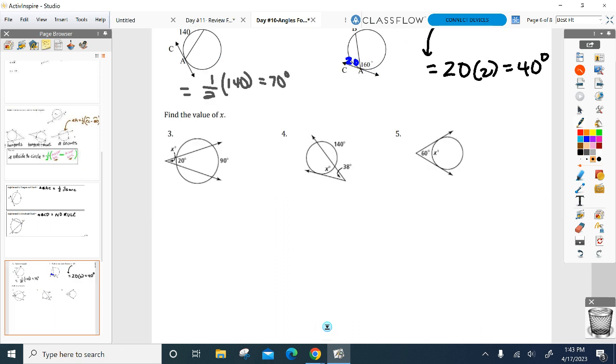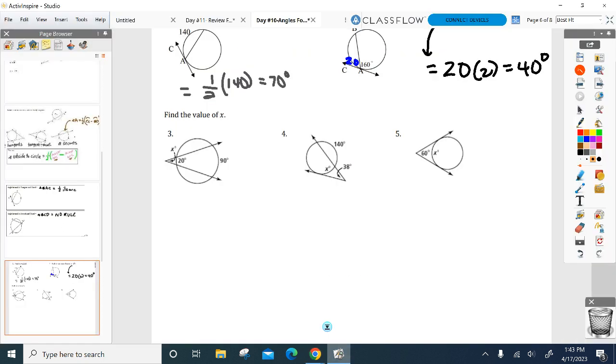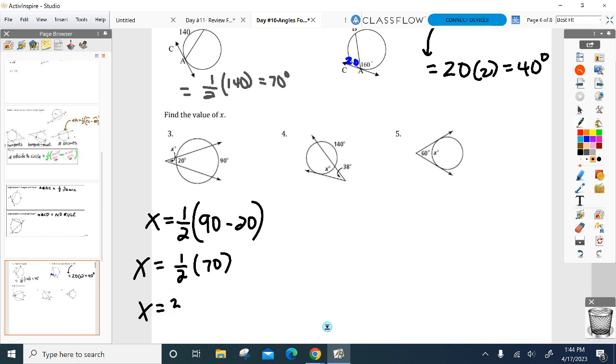All right, next up, number 3. Here we go, Kyle. Ready? Angle X, inside or outside? Outside. Not to be funny, but if you said the angle's outside, guys, there's only one way to find the angle on the outside. I don't care how it's formed. If the angle's on the outside, I take half the major minus the minor. What's the major, Kyle? 90. Minor? 20. Done. Half of 70. That angle on the outside, 35 degrees.